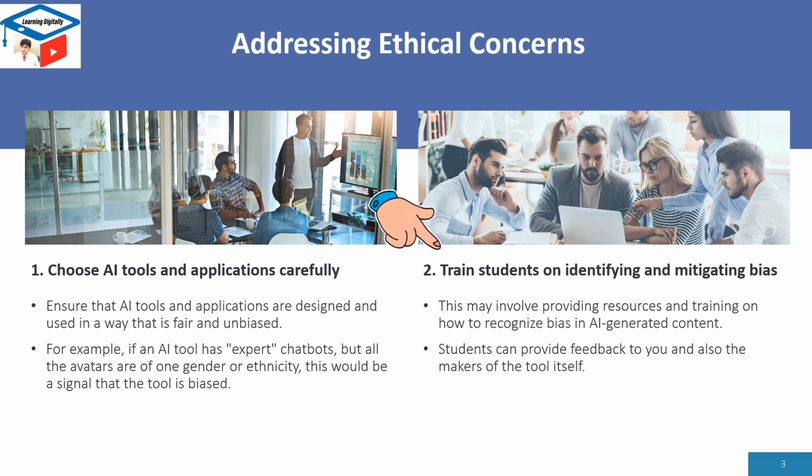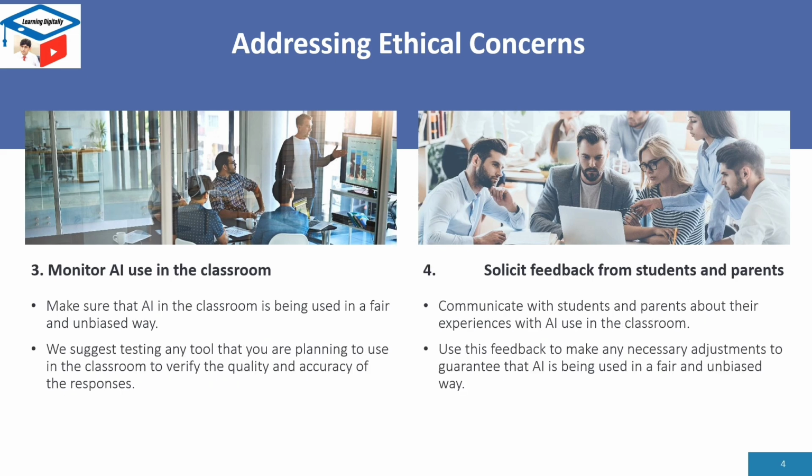Number two, train students on identifying and mitigating bias. This may involve providing resources and training on how to recognize bias in AI generated content. Students can provide feedback to you and also the makers of the tool itself. And number three, monitor AI use in the classroom. Make sure that AI in the classroom is being used in a fair and unbiased way. We suggest testing any tool that you are planning to use in the classroom to verify the quality and accuracy of the responses.